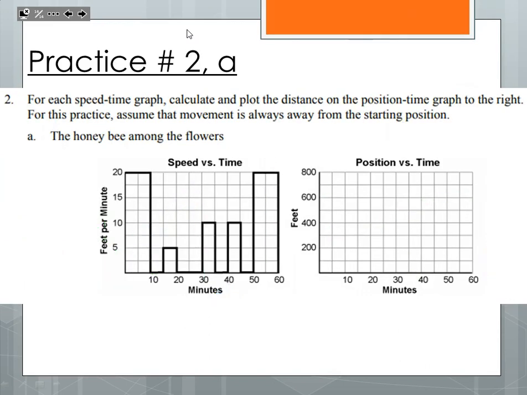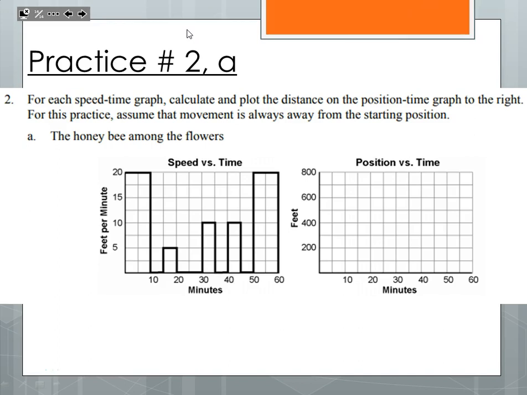Okay, so now let's look at number 2. And number 2 just flip-flops and goes from speed versus time to position versus time. So on position versus time, remember, we should see either a positive or a negative correlation. And just looking at this, it says for each speed time graph, calculate and plot the distance on the position time graph to the right. For this practice, assume that movement is always away from the starting position. Remember, this is number 2, part A.